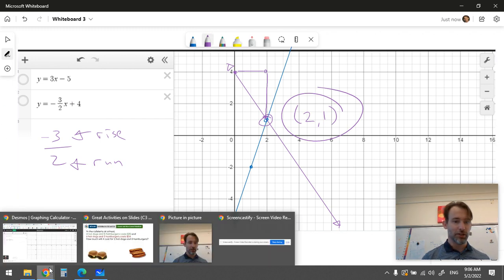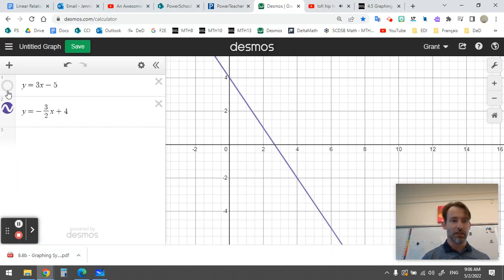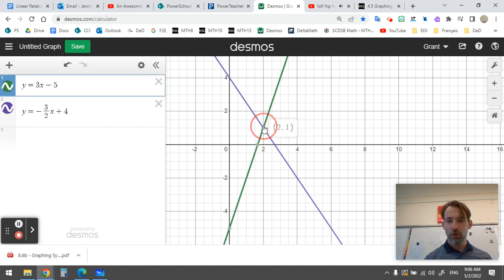not on the test, you can check your answer in Desmos like this. There are our lines. There is our solution right there, 2, 1.